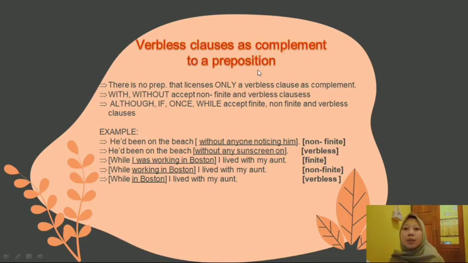Verbless clause as complement to a preposition. There is no preposition that presents only a verbless clause as complement, but with and without, except non-finite and verbless clause, and a few others such as although, if, once, and while, accept three kinds of clause: finite, non-finite, and verbless. And the example: He had been on the beach without anyone noticing him. This is a non-finite because noticing is a gerund and gerund is included in non-finite.